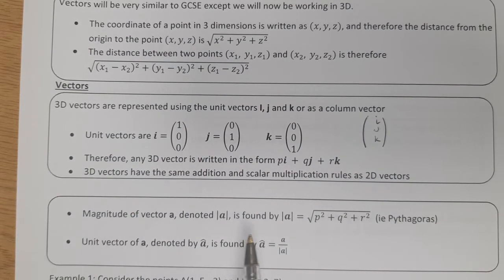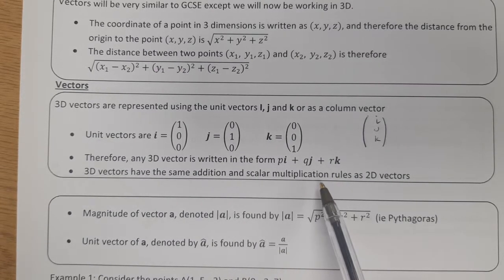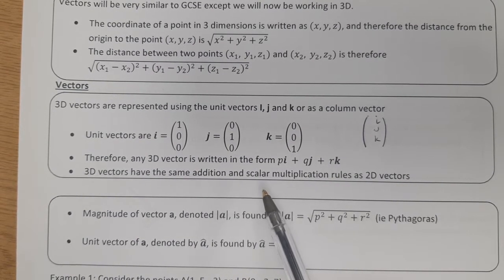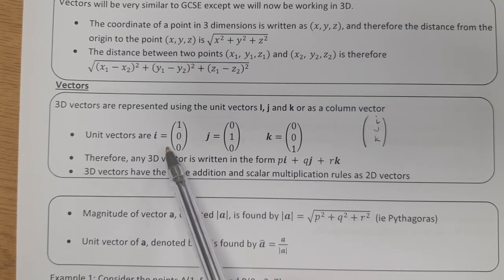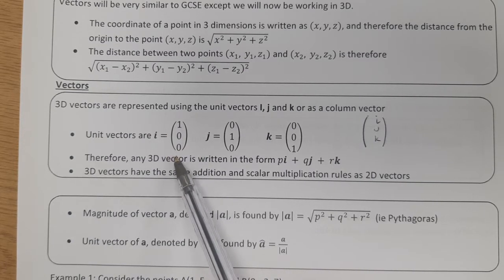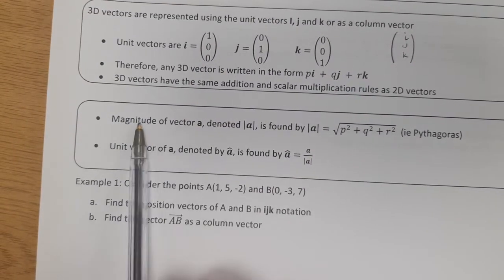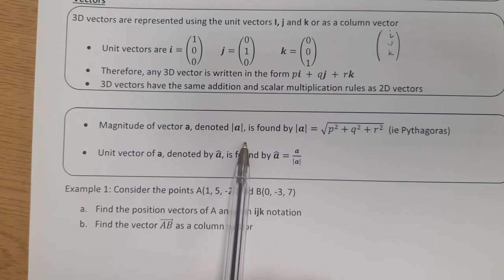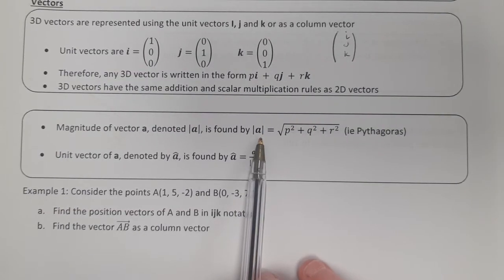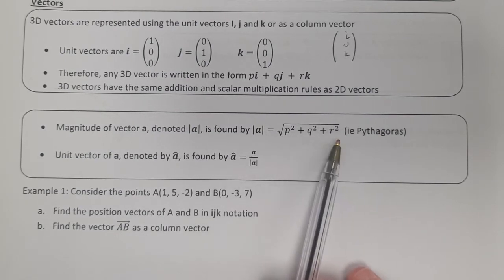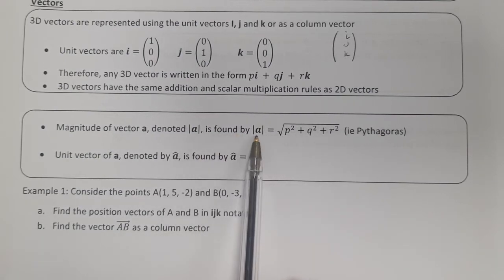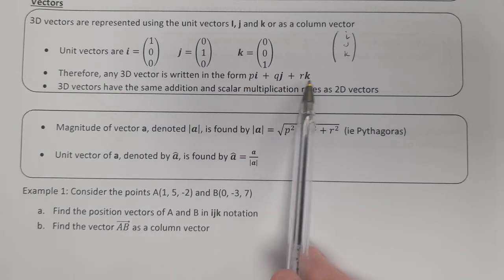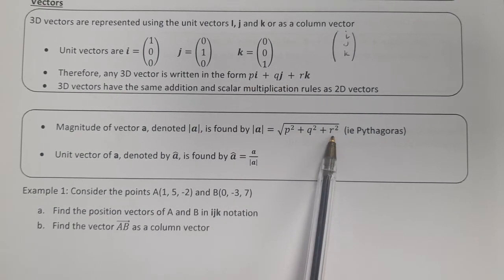Okay, 3D vectors have the same addition and scalar multiplication rules as 2D vectors. There's a couple of examples in the book if you want to look, but to be honest, it's just to say that if I've got 3 lots of this, I get 3, 0, 0. It's same stuff from GCSE. 2 things we're going to use: the magnitude of a vector is denoted with the modulus signs, okay? And magnitude just gives you the length of the vector, so it's basically Pythagoras again. Assuming a is pi plus qj plus rk, then you've got p squared, q squared and r squared.